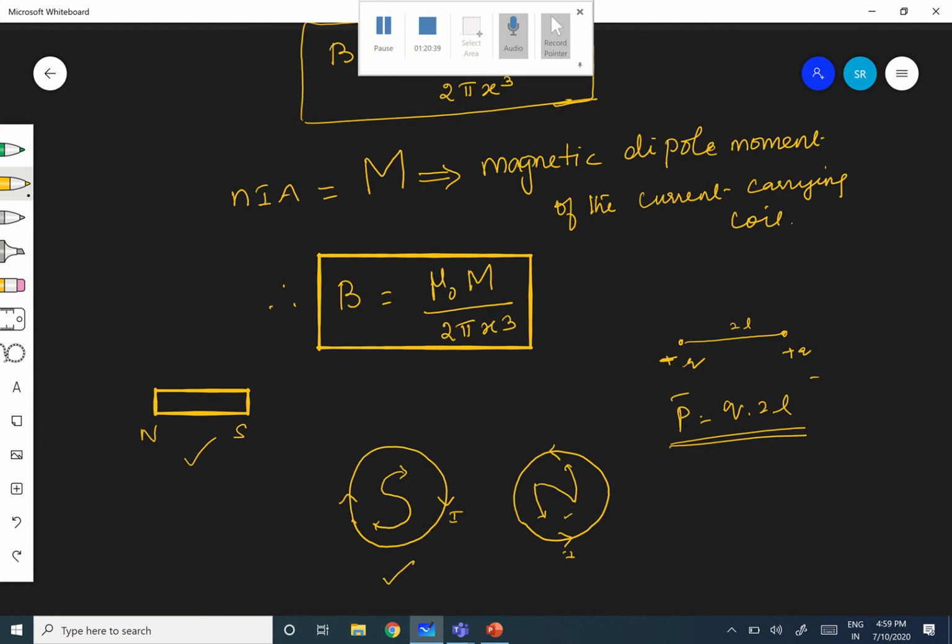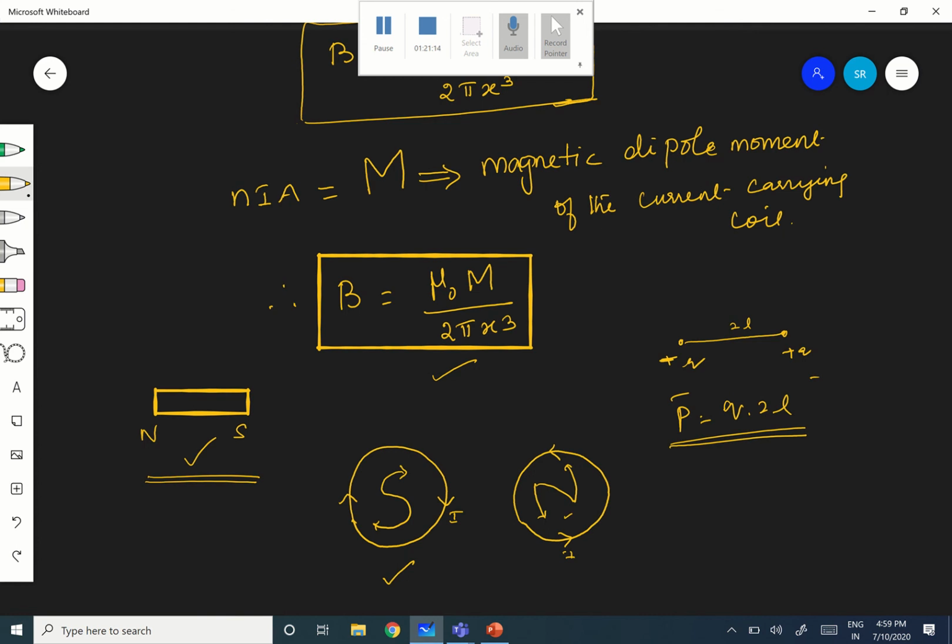Therefore, if you take a coil, one face of the coil will be south and the other face acts as a north pole. Therefore, it acts as a dipole. Are you following? That is why we are expressing the field in terms of the dipole moment of the current carrying circular coil, because every current carrying coil acts as a dipole. Dipole means it acts as a magnet which has both north pole and south pole. Are you following, children?